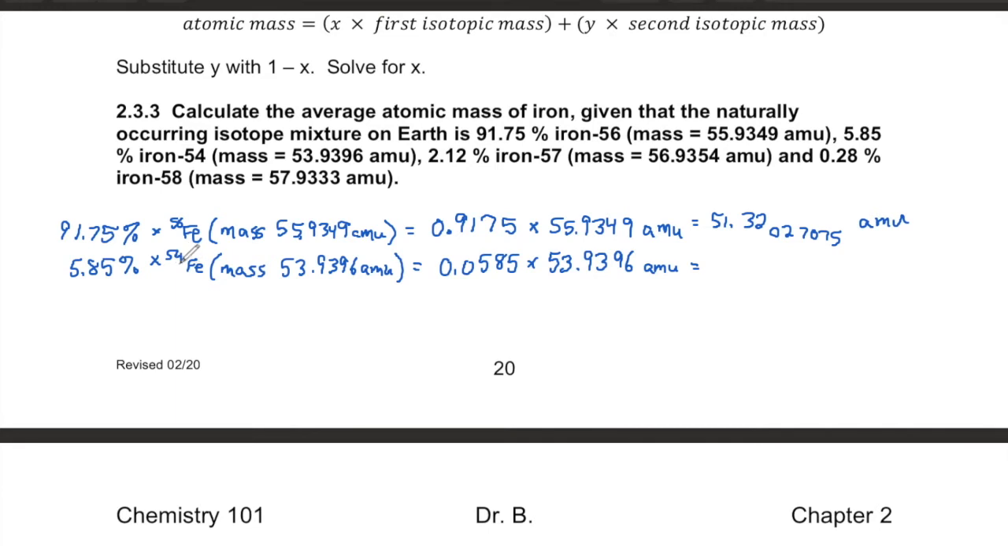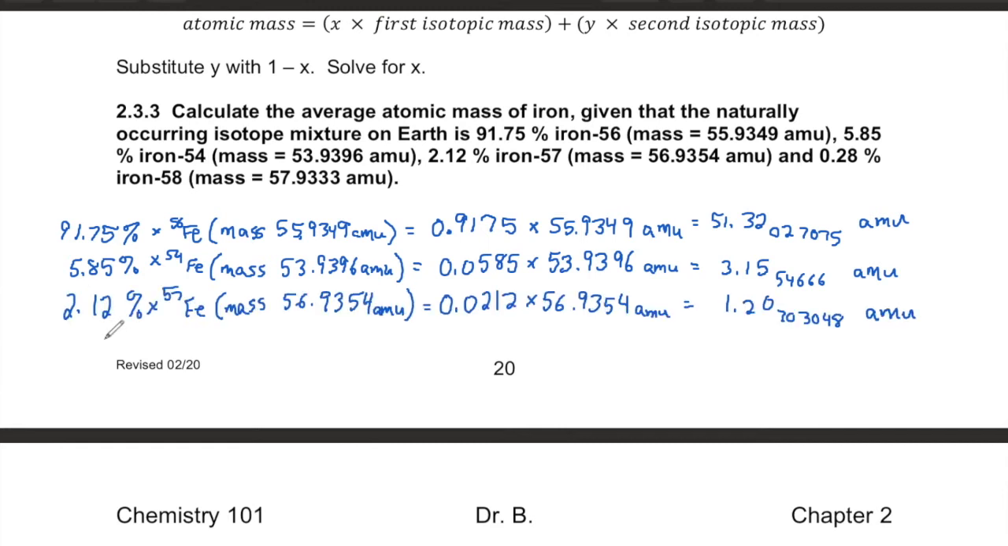Then we'll take the next isotope, iron-54, and multiply the mass times the fractional abundance. So not the percent, we're going to use the fraction, 0.0585. And that gives us 3.1554666 AMU. And this one only has 3 significant digits because that's all we have in that percent. And then with the next isotope, iron-57, it's 2.12%, or the fraction 0.0212 times that mass. And this result also has 3 significant digits.